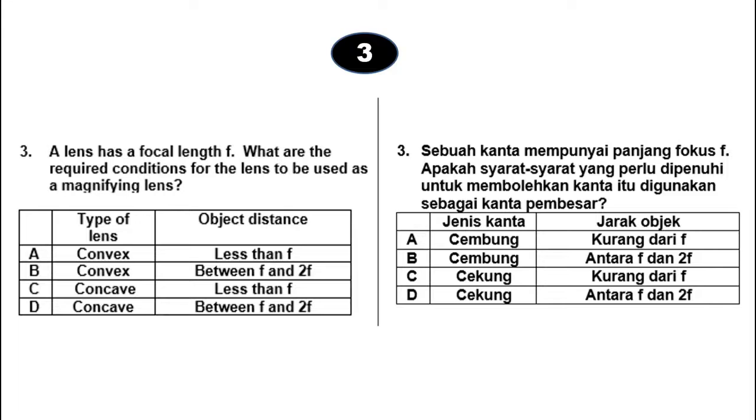Question 3. Again, this is a question asking what the required conditions are for the lens to be used as a magnifying glass. You have studied just now: the only lens we can use to make a magnifying glass is the convex lens. So C, concave, and D, concave, are out. Then the object distance must be very near to the lens, so it must be less than the focal length f. So it's not suitable to have f and 2f. So the answer is A.